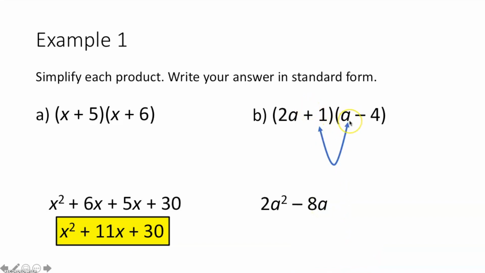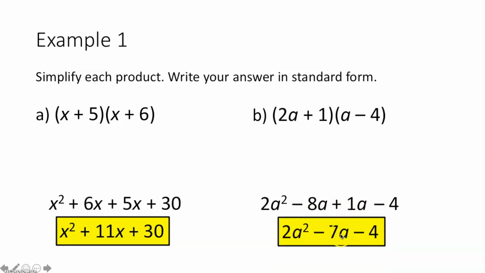What's 1 times a? That's 1a, or just positive a. So we write plus 1a. And then the last terms multiplied together, that's 1 times negative 4, so that's negative 4. So we're at minus 4 at the end. Now we combine like terms in the middle. What's negative 8a plus 1a? That's going to be negative 7a. So that goes in the middle.